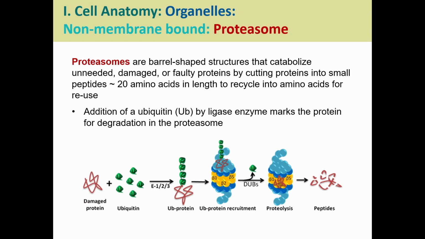The proteasome is going to be like this barrel-like structure. When a protein's no longer needed, or a protein's been damaged or isn't working right, a proteasome is going to basically break that protein down into smaller pieces so we can recycle those amino acids.